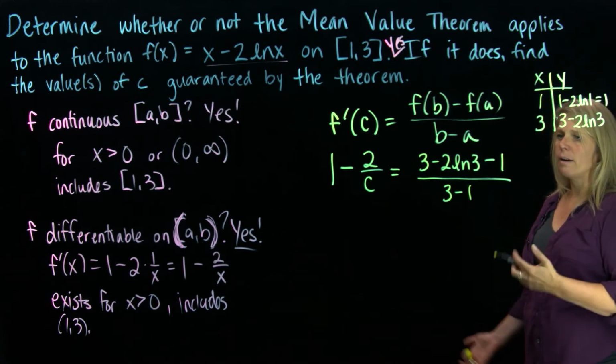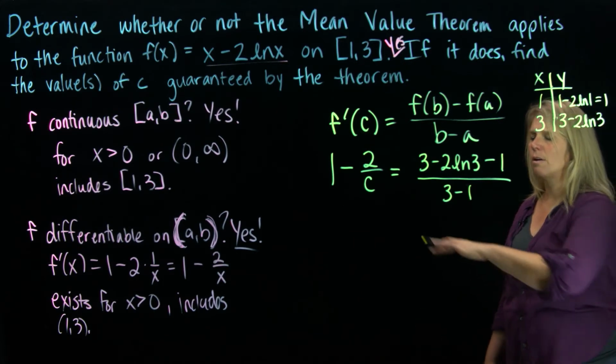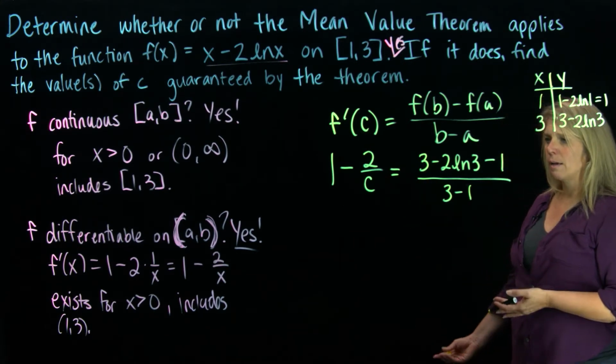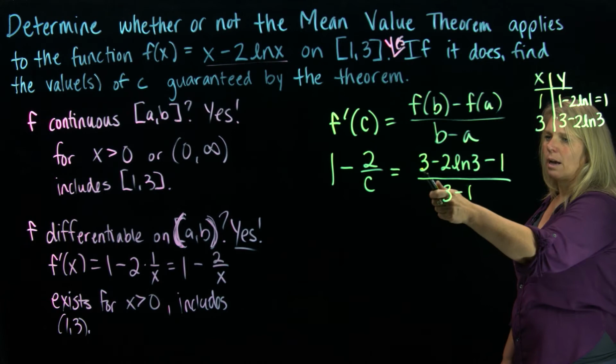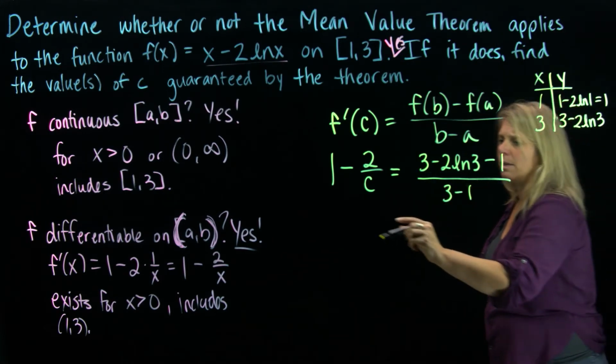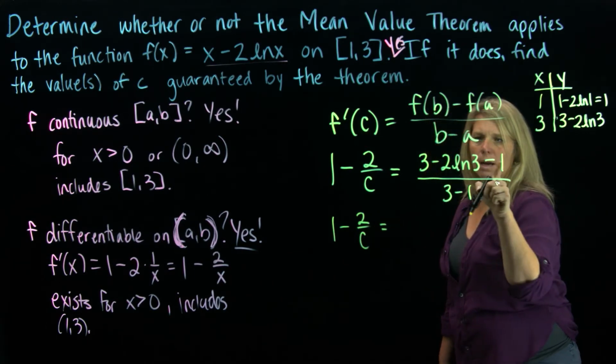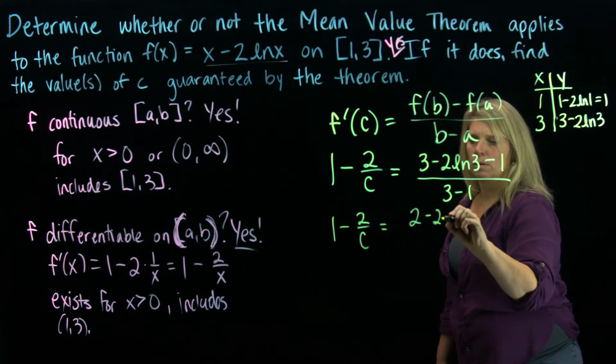Okay, so from there, now it's just a matter of solving this equation. Everyone's a little bit different, so you just have to go through the algebra, take it one step at a time. The first thing I might do is combine some like terms on the numerator and on the denominator over here. 3 minus 1 is 2.